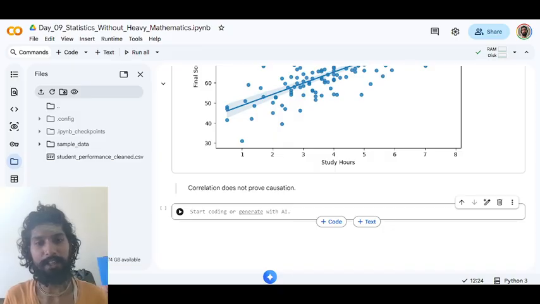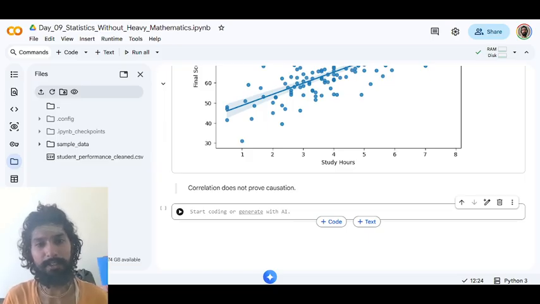Let us consider another example. Ice cream sales and sunburn cases may both increase during summer. This does not mean that ice cream causes sunburn. The hidden factor is hotter and sunnier weather. Hot weather increases both ice cream purchases and time spent in the sun. The hidden factor is sometimes called a confounding variable.